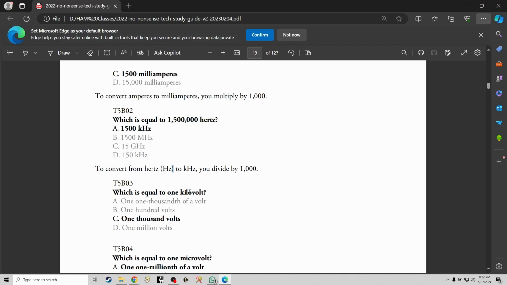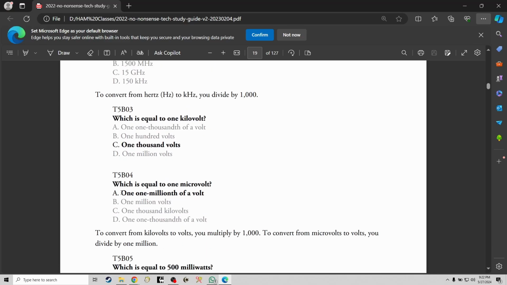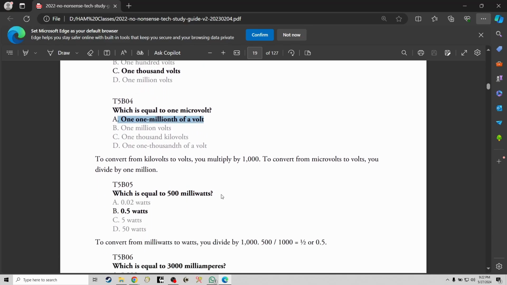Which is equal to 1 kilovolt. 1 kilovolt. Kilo being the operative word here. Kilo means 1,000. So that's 1,000 volts here, which is equal to 1 microvolt. Microvolt. That is 1 millionth of a volt. Very, very little bit of energy. Tiny, tiny little bit. So to convert from kilovolts, you multiply by 1,000. To convert from microvolts, you would divide by 1 million.